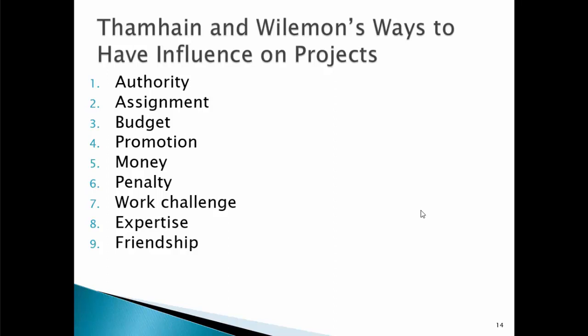Thamhain and Wilemon developed a list of ways to take control or have influence on a project, such as authority, which is the legitimate hierarchical right to issue orders. Assignment, the project manager's perceived ability to influence a worker's later work assignments. Budget, the project manager's perceived ability to authorize others' use of discretionary funds.